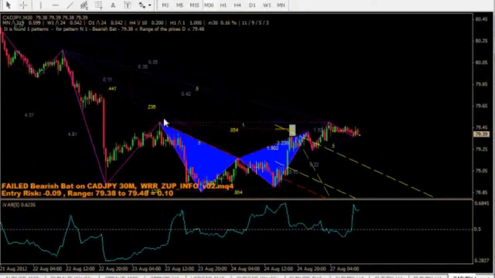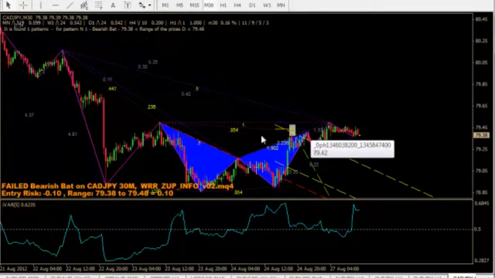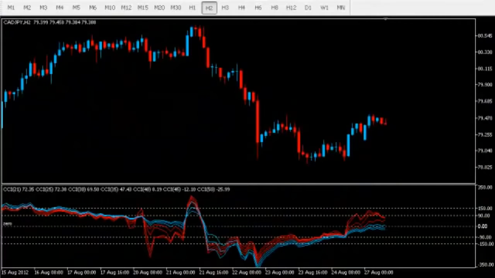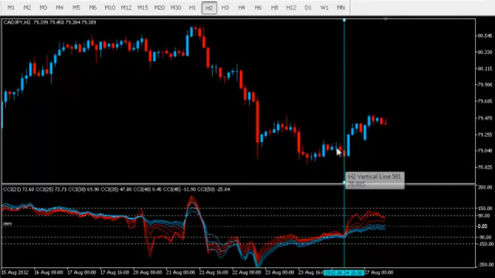On the very same pair, on a shorter time frame, the 30-minute time frame, another harmonic pattern, this time a bearish bat, appeared. Interestingly, we didn't get into that trade, because when we remove the harmonic tool, we could see that this was actually the end of a downtrend, so that was not the end of an ABC. It would be a valid bearish Gartley or a bearish bat if it was an ABC correction following a downtrend.